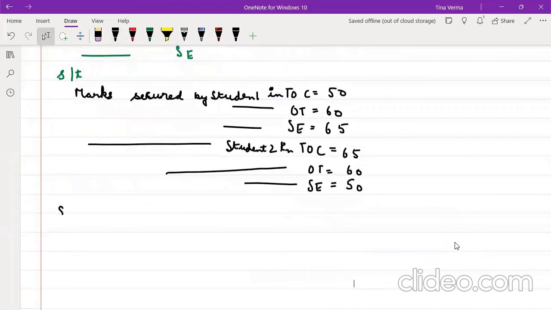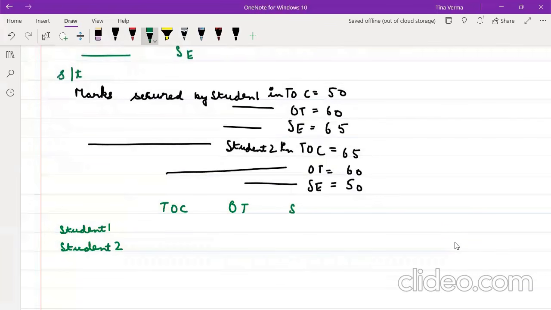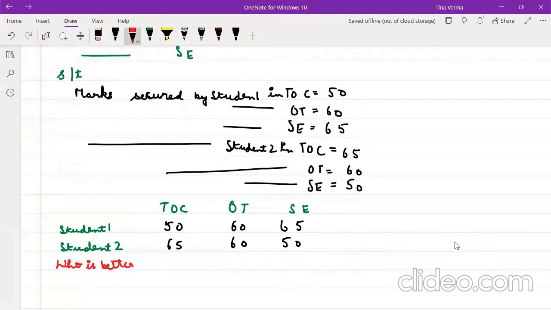Now if you see from here, we have student 1 and student 2, and on the other part we have 3 subjects: theory of computation, optimization technique, software engineering. The marks are 50, 60, 65, and 65, 60, 50. So if we check who is better of the 2 students: if we talk about theory of computation, which student is better? Since we are identifying on the marks basis only, you can say student 2. And in OT it is 50, I think, it is 65, 50, 60.